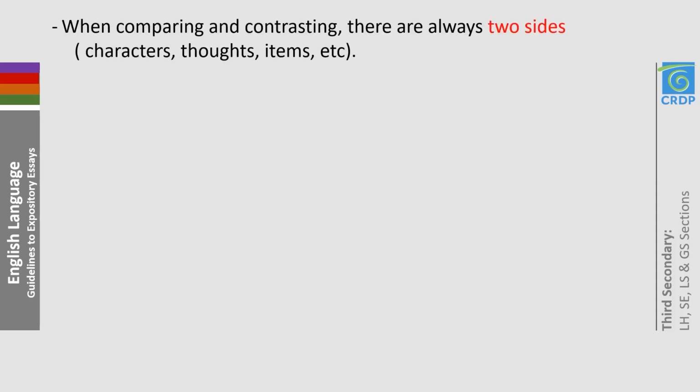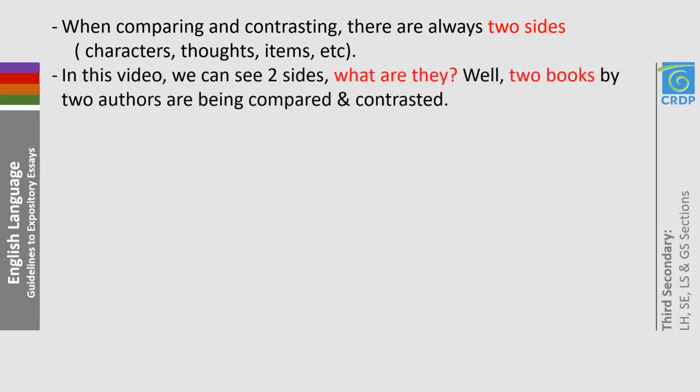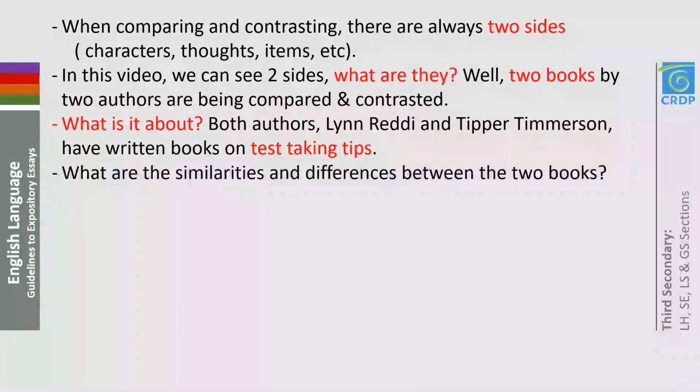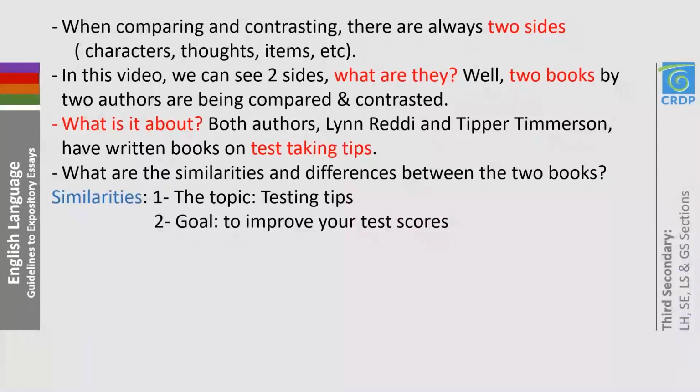Well, when comparing and contrasting, there are always two sides: two characters, two thoughts, two items, etc. In this video, we can see two sides. What are they? Two books by two authors are being compared and contrasted. What is it about? Both authors, Lynn Reddy and Tipper Timerson, have written books on test-taking tips. What are the similarities and differences between the two books?